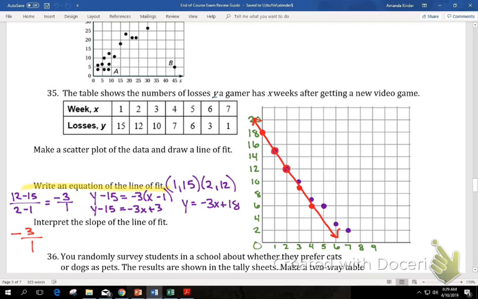Okay, we would expect what? As the weeks increase, the gamer's losses decrease. The gamer's losses will decrease. Okay, look at what I'm writing. He will lose 3 fewer games per week. That's what you should be saying for the slope interpretation. Negative 3 over 1, 3 fewer losses per week.